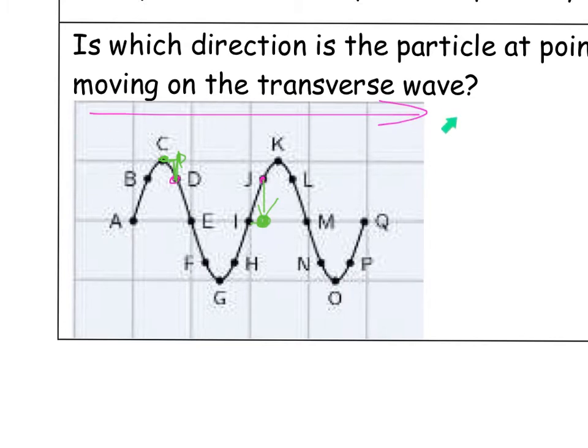The wave is going from left to right. It looks like this is going uphill, but it's not. The next position is going to be I, it's going to go down. It looks like this is going downhill, it's not. The next position is going to be C, and it's going to come across.